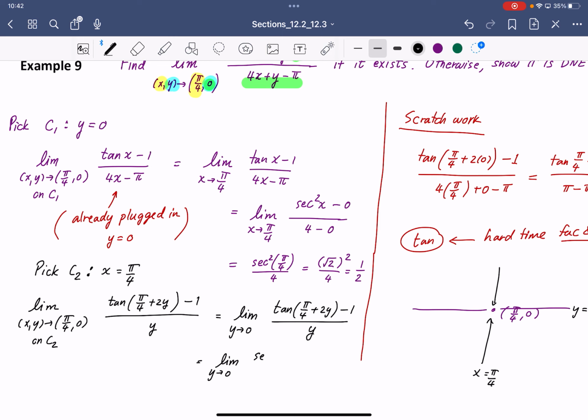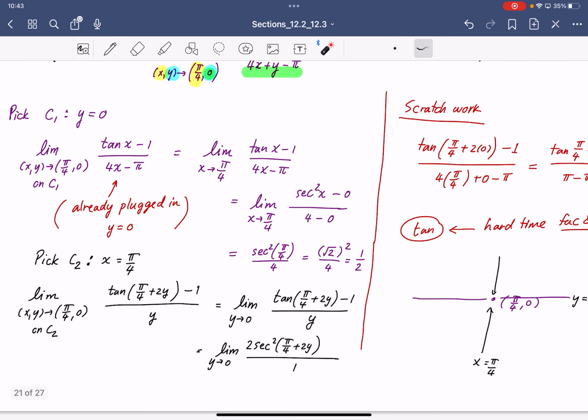So differentiate tan, you get sec square. With the L'Hopital rule, you also get 2 here, right? Because you have 2y inside there. So you differentiate tan, you get sec square, and then by the chain rule you have 2 from inside. The minus 1 disappears when you differentiate, and differentiating y, you get 1.